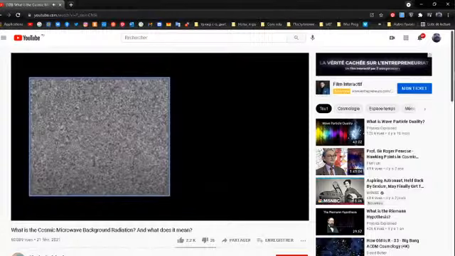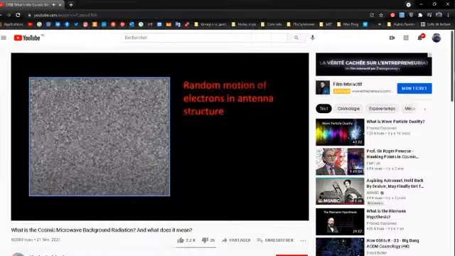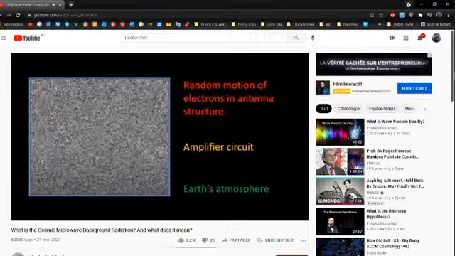Unfortunately, this static noise is not easily distinguished from the inevitable electrical noise that's caused by the random motion of electrons within the structure of the antenna, or the circuits within the amplifier of the detector. Furthermore, there will also be a small amount of static noise picked up by the antenna from the Earth's atmosphere, and all of these need to be accounted for when making a measurement.